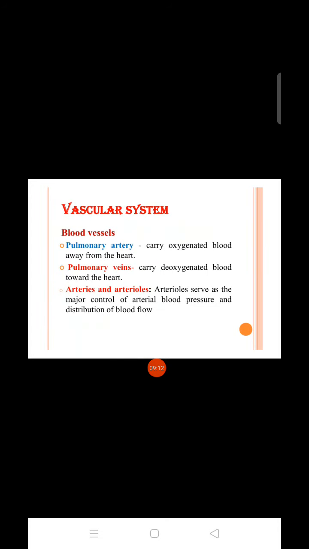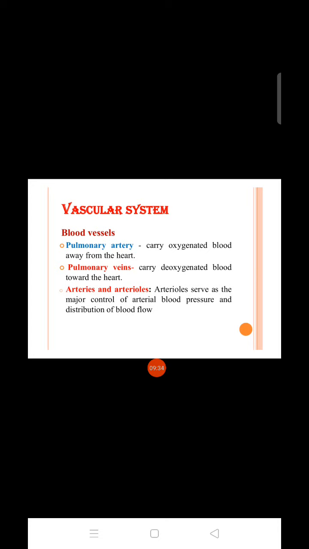Next, the vascular system. There are blood vessels: the pulmonary artery and the pulmonary vein. The pulmonary artery carries blood away from the heart, and it goes to the body parts. The pulmonary vein carries oxygenated blood towards the heart.